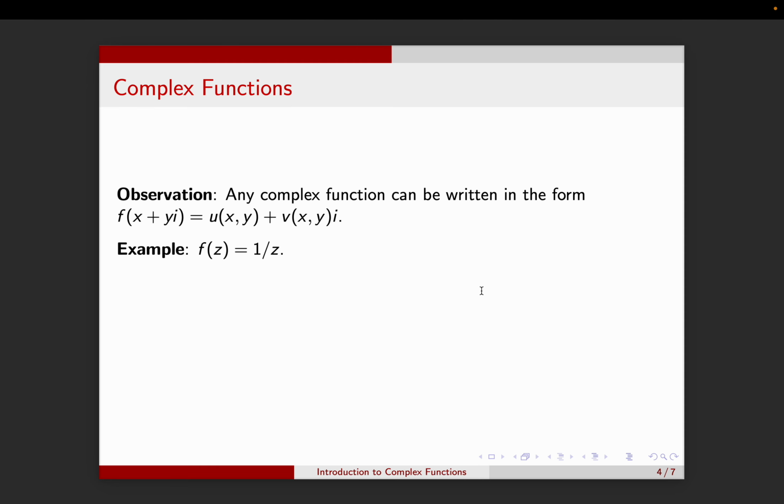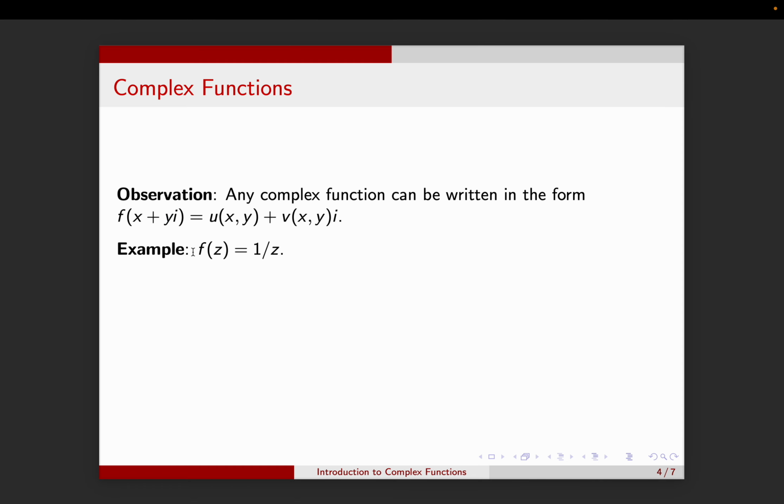So a general observation is that any complex function, if you manipulate it enough, can be written like this. There's a real part and an imaginary part of the function itself. So if you feed in x plus yi, there's something in terms of x and y that's not attached to the i, and then something attached to the i. So here u of x,y and v of x,y are real valued functions, because x and y are real numbers.